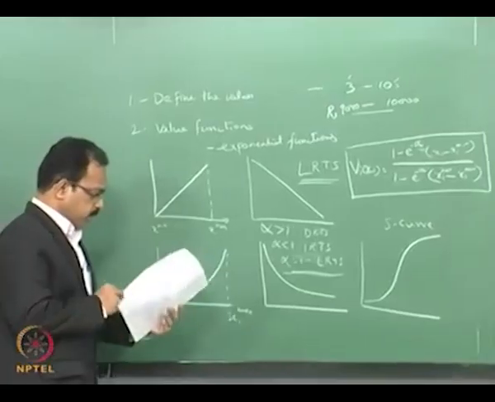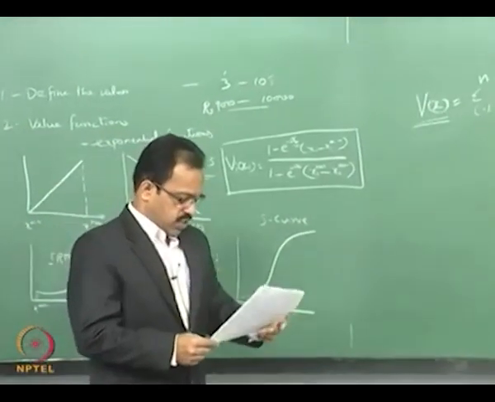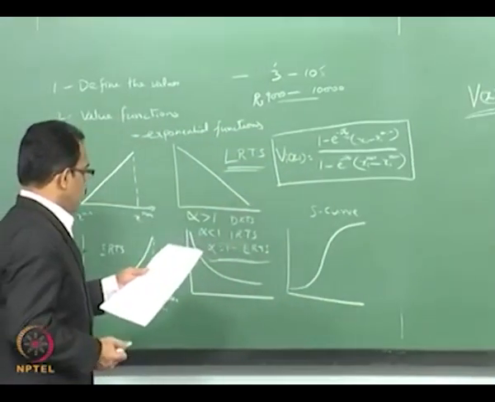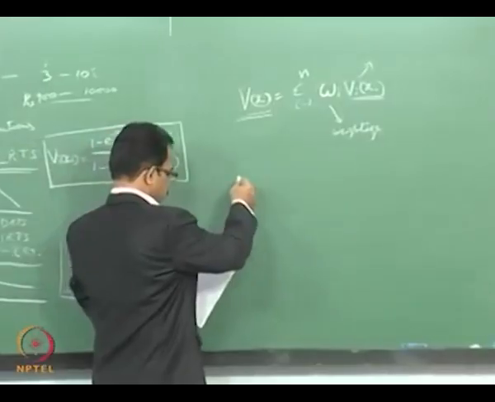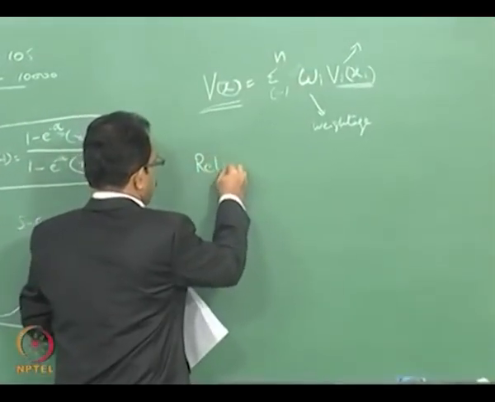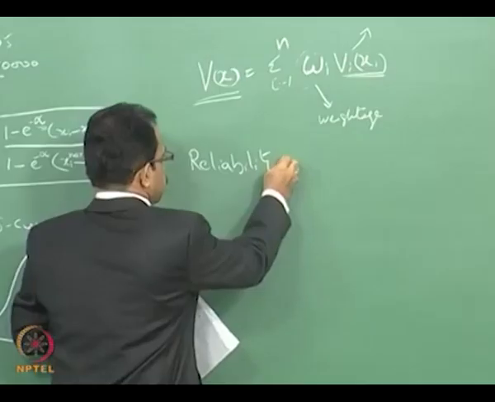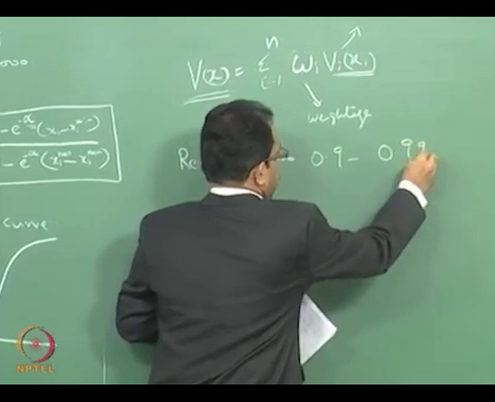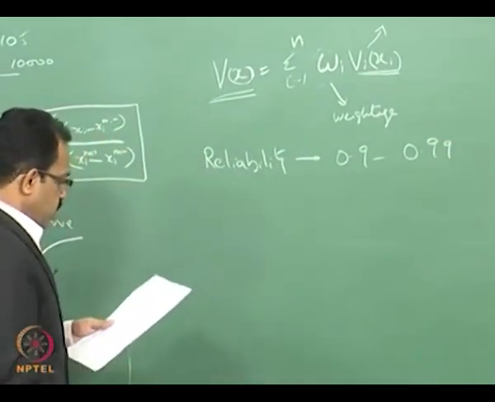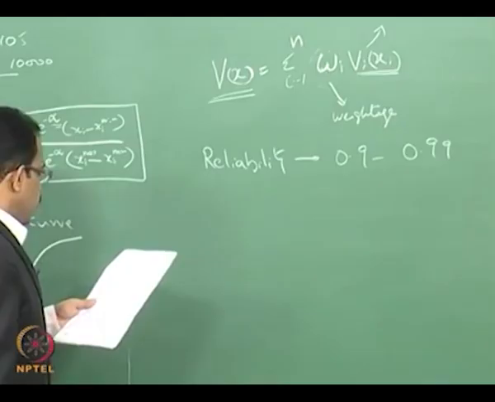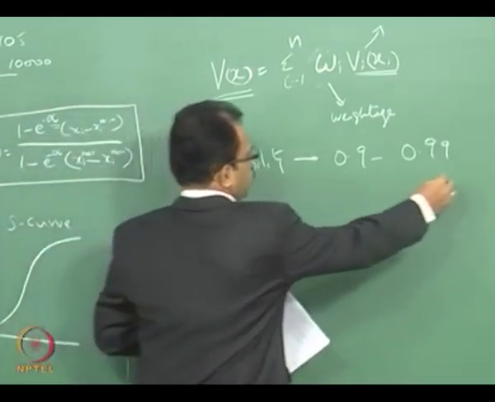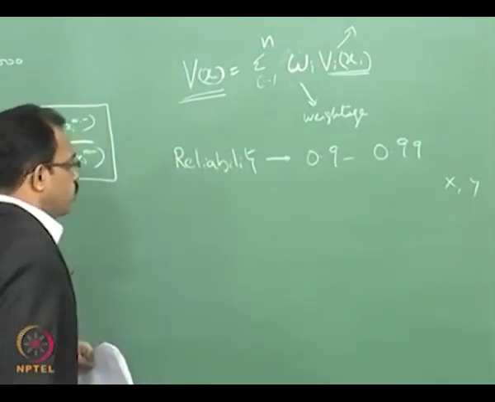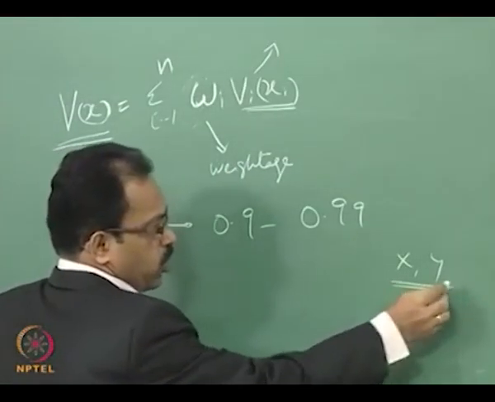So let us look at how to get the weightage for each objective, or before that we will take a simple example and then just show you how to do this. Let us take the reliability of a system. Suppose you want the reliability to be between 0.9 to 0.99. That is the reliability requirement, and then we need to find out what should be the reliability of x and y. Suppose you have two components x and y, and the total reliability of the system is between 0.9 to 0.99.